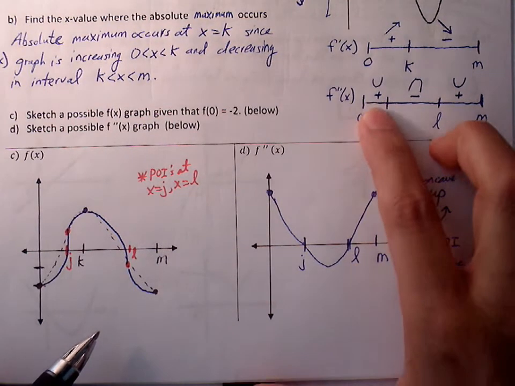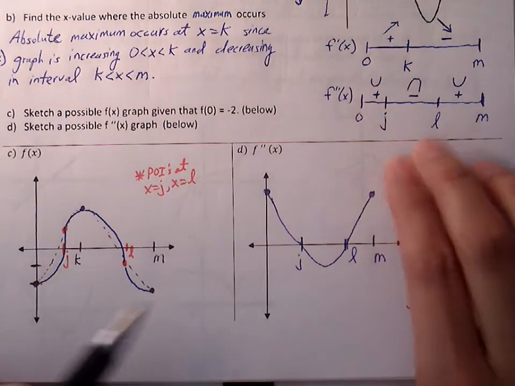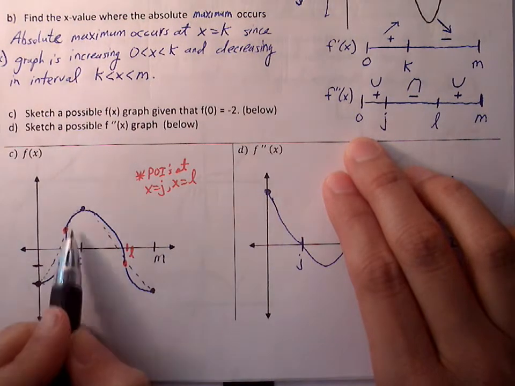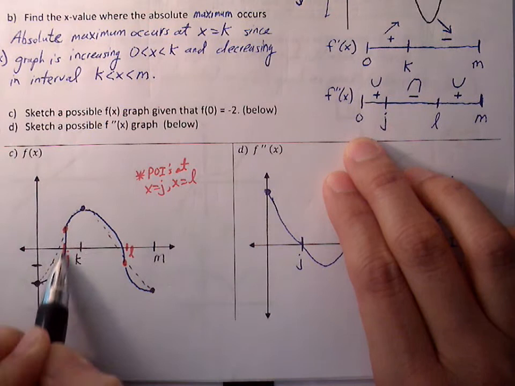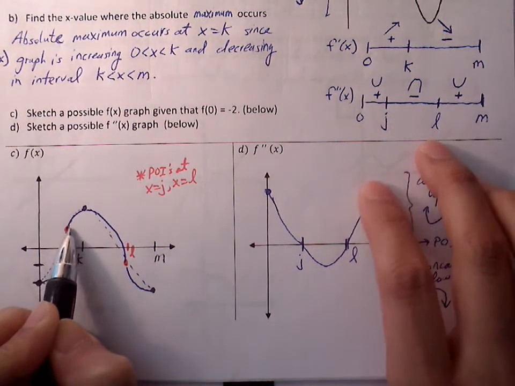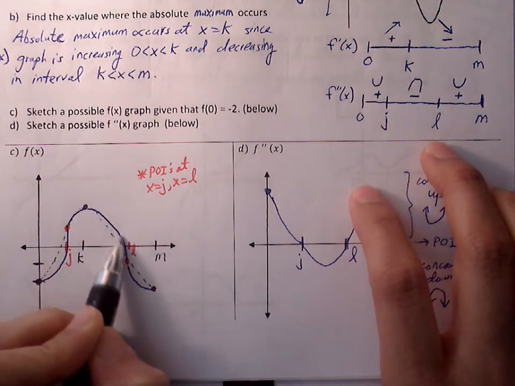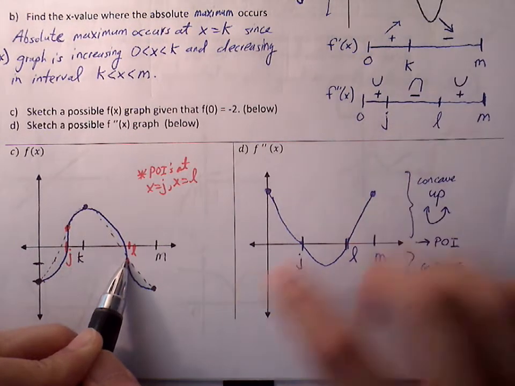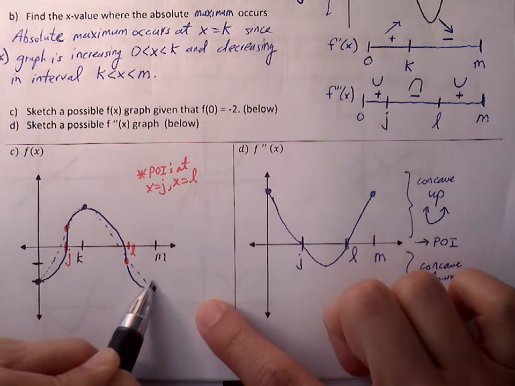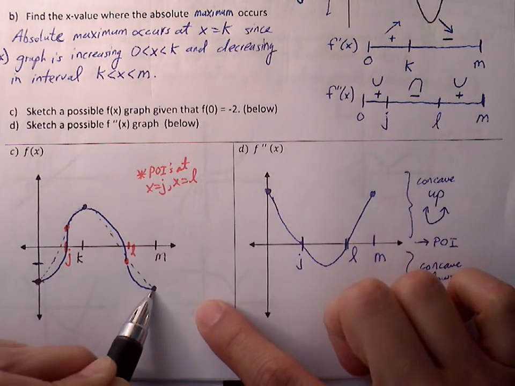And now I'm going to give it the curvature that it needs within each of these intervals. So from 0 to J, I'm going to make my graph concave up shaped. From J to L, I'm going to make my graph concave down shaped. And then from L to M, I'm still going to be decreasing, but now I'm going to give it that curvature.